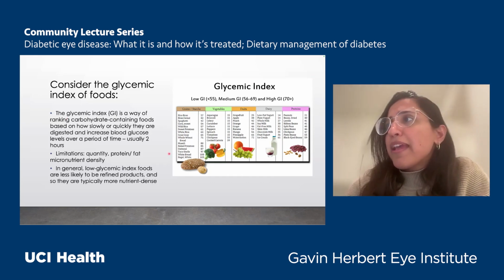glycemic index. And if you actually look at the difference between the whole grains and the white bread, you can see that this is probably going to spike up your blood sugar a lot faster than the whole wheat bread. And that's because of the lack of fiber in the white bread.